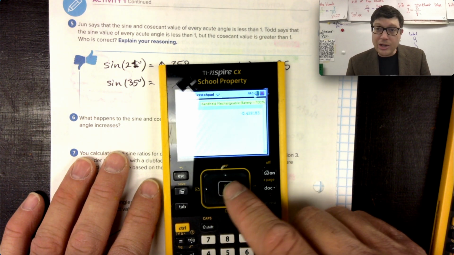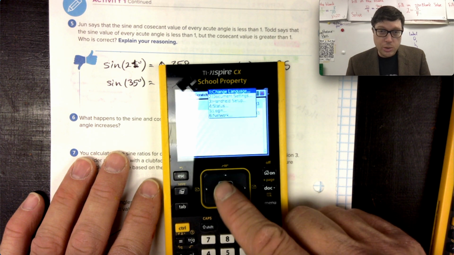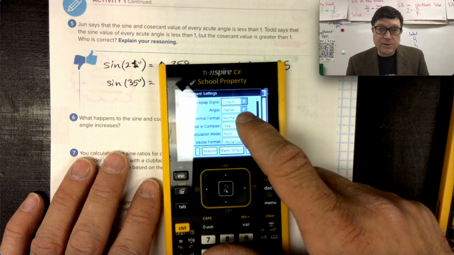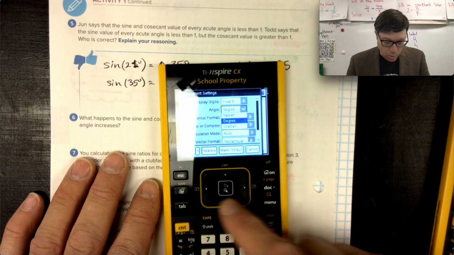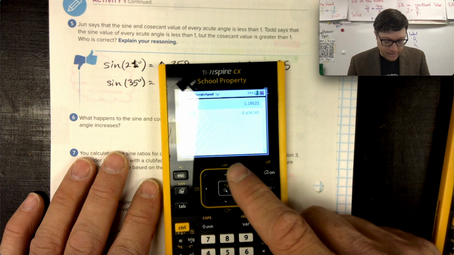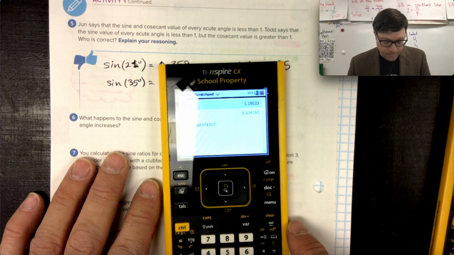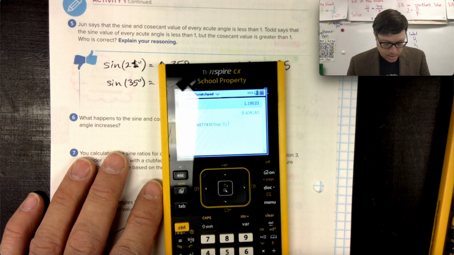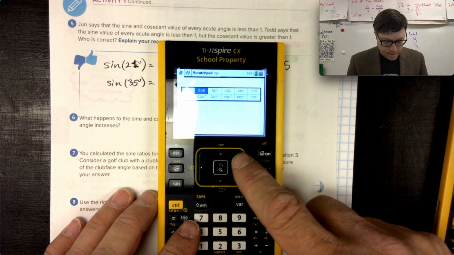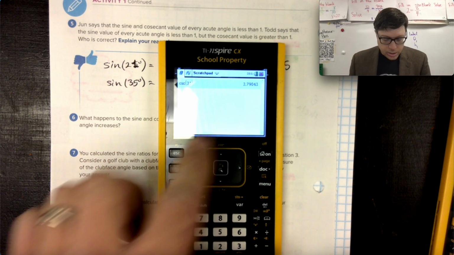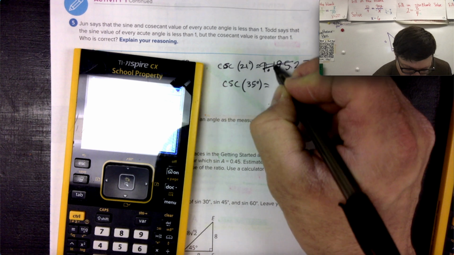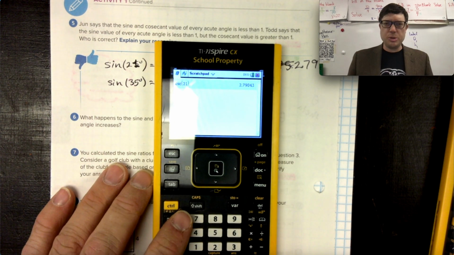You come over to the little half of a gear with your mouse and you click on it. Then you go to document settings. And we want to change this from angle in a word called radians to a word called degrees. And lock it in, and I'll lock it in for all. So now I need to actually go back up and evaluate cosecant of 21. Cosecant of 21 is, clear it, menu 1, 5. We'll retype it and clear that too. Cosecant of 21, 2.79. Whoops, 2.790, not that number.